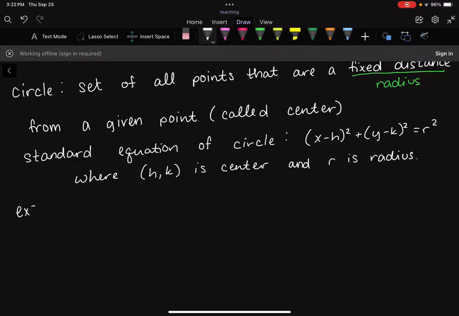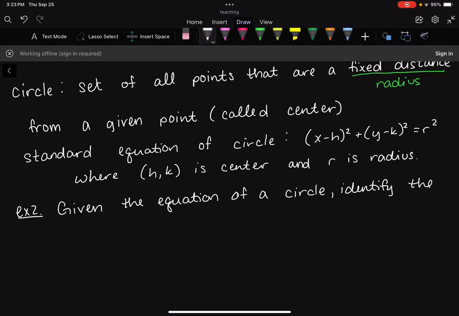For example 2, let's just try to identify the radius and center if we're given a circle. So given the equation of a circle, identify the center and radius. And we'll do 2 of these.